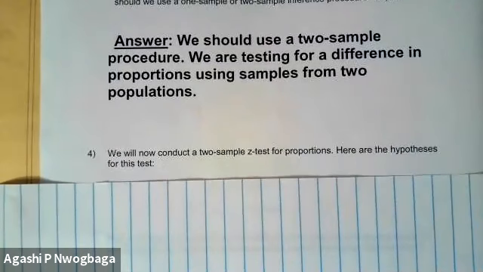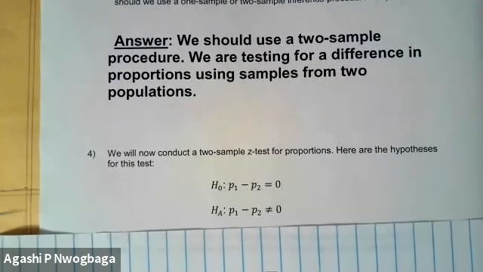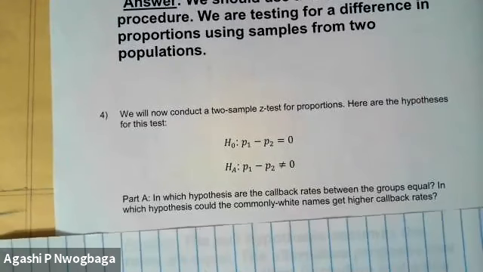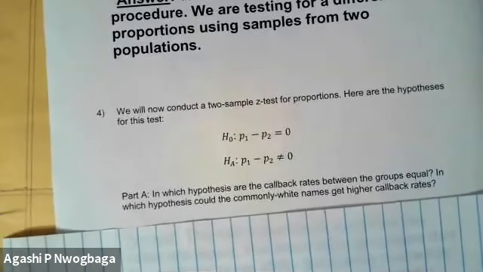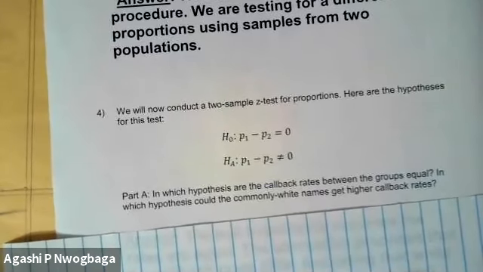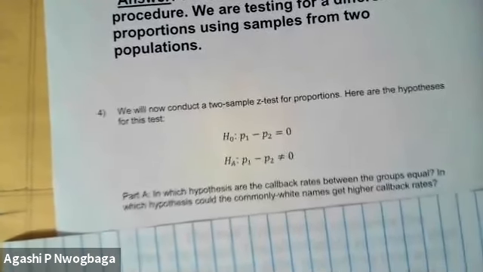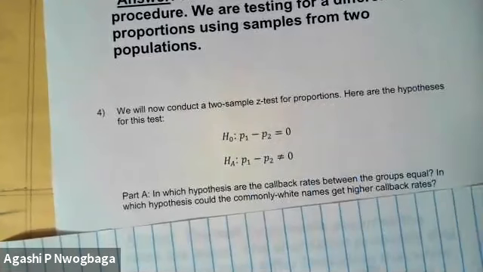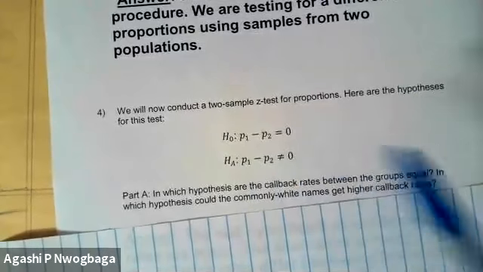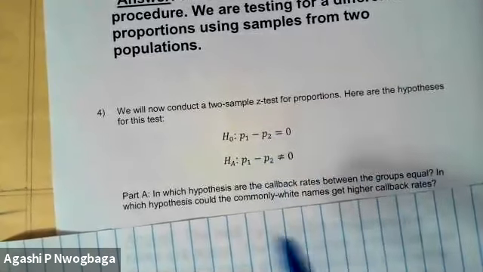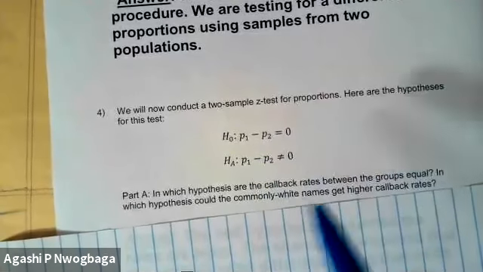Number 4, we will now conduct a two sample z-test for proportion. Here are the hypotheses for the test. So null hypothesis is P1 minus P2 equals 0. The alternative hypothesis is P1 minus P2 is not equal to 0. The first one says they are the same, so the difference is 0. The second one says they are not the same, so the difference is not 0.